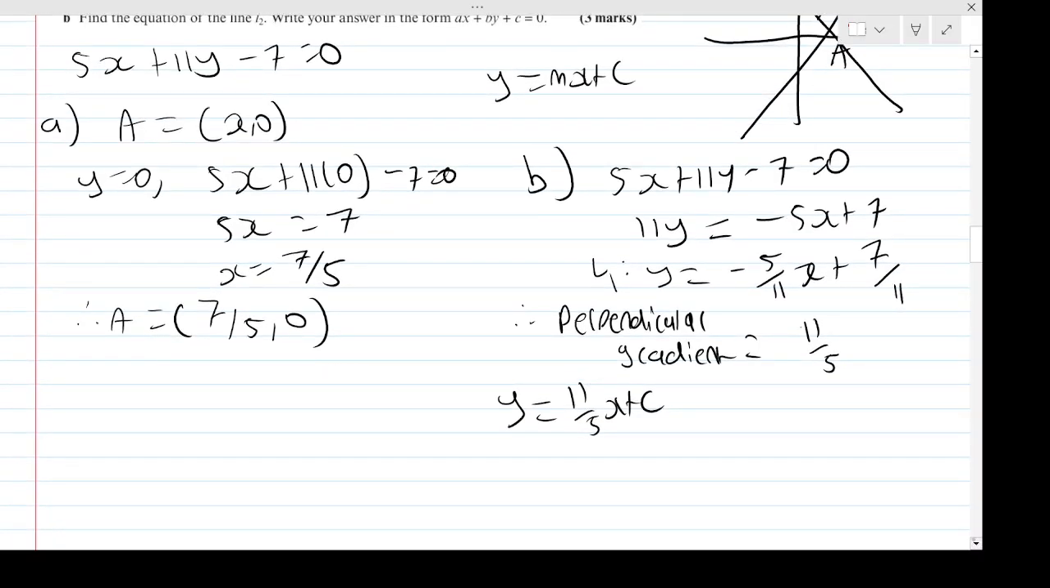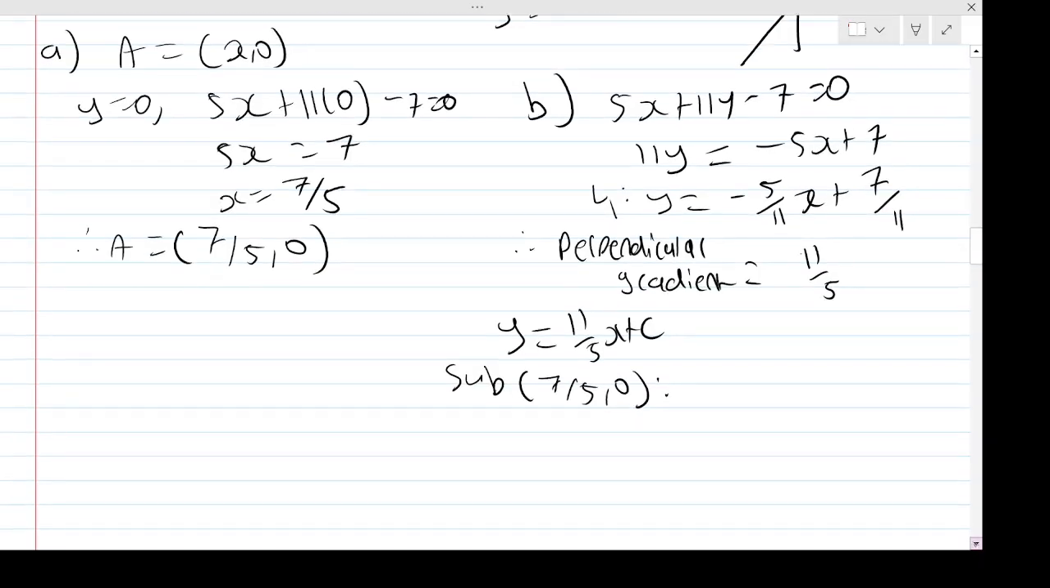So I'm going to then substitute 7 over 5, 0 in. Therefore, y, in this case 0, is 11 over 5 of x, which is 7 over 5, plus c. That means I get 0 is equal to 11 over 5 times 7 over 5, probably best and quickest to do it in a calculator. I get 77 over 25, okay?